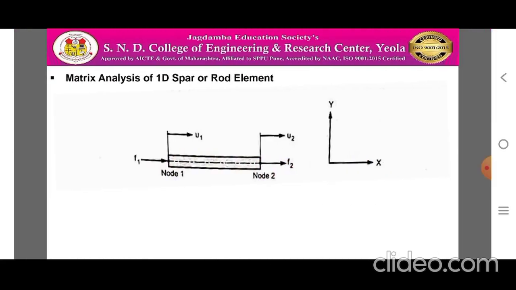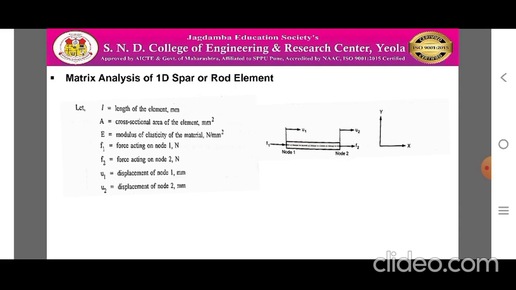We know that the one-dimensional element is shown in the figure. It consists of a line element or simple one element having nodes, node 1 and node 2. The deformation at node 1 is shown by U1, while the deformation at node 2 is shown by U2. Also, this element has two applied forces, F1 at node 1 and F2 at node 2.